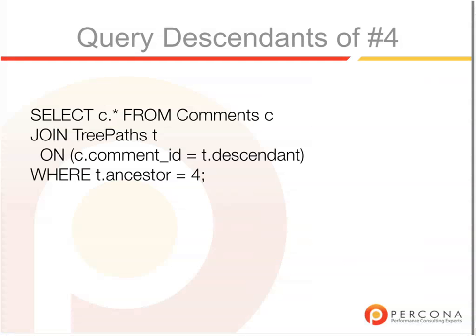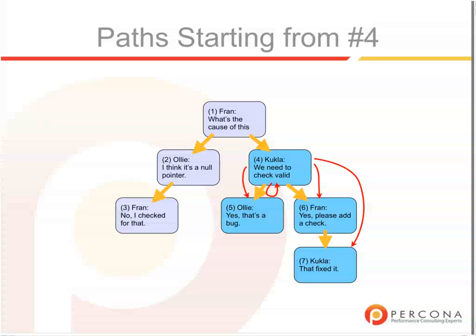So let's see some queries using this. If we want to see the descendants of node number 4, we can just query from all of the paths whose ancestor is 4. Let me show you that graphically. That is, starting at node number 4, Kukla, we need to check valid input.